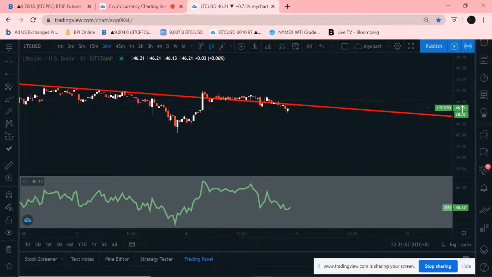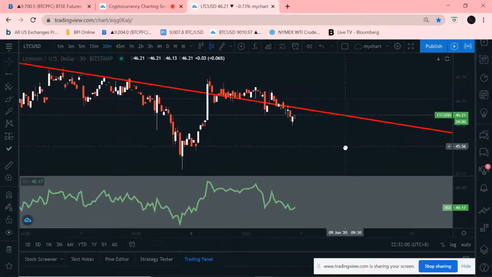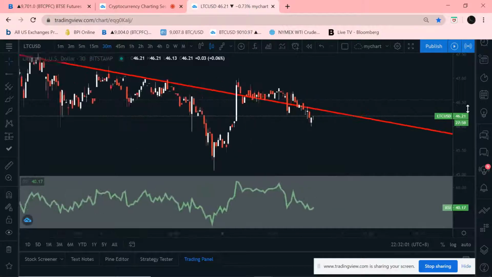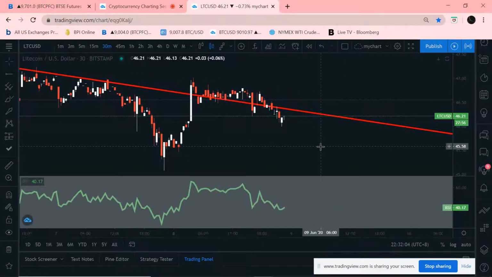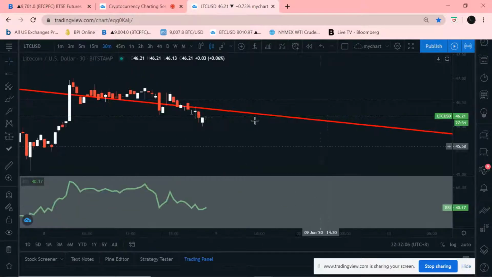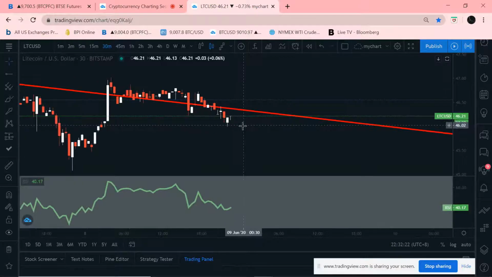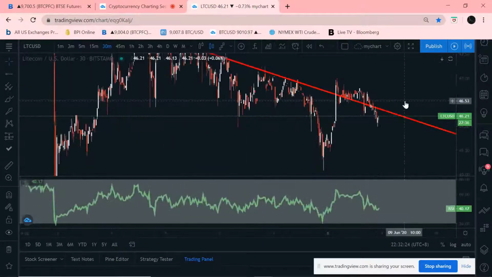So at this point, it's just a convergence. So now let's move on. If you look at it, it's actually a dragonfly doji forming. A dragonfly doji is more of a bullish signal. So I think it will try to break this resistance line again. So yeah, there you go guys for LTC.